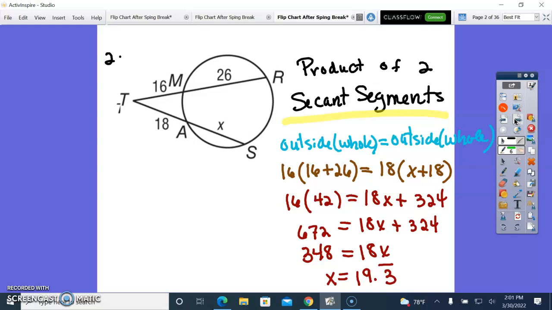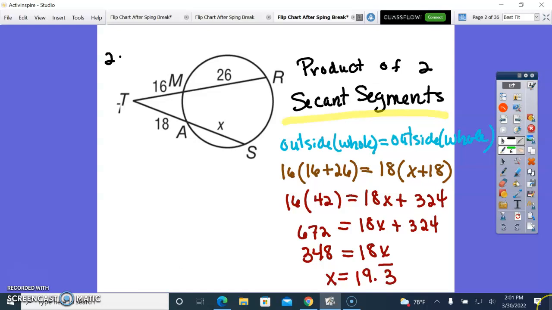Here's an example of the second law. It's called the product of two secant segments. These examples are on the PowerPoint that goes with this lesson. And so here you see that we have one secant. The outside segment is 16, the inside segment is 26. And then we have the outside segment on the bottom, which is 18. And then the inside part, AS, is x.